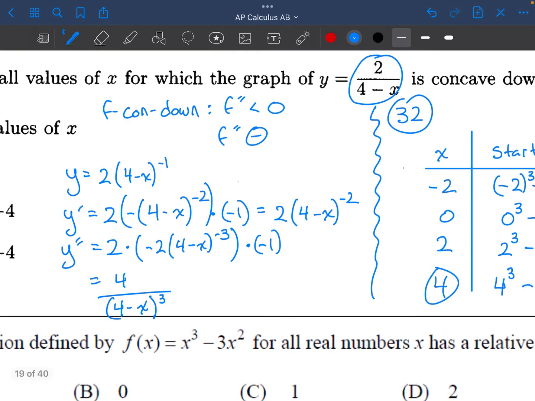So I'm going to say for f double prime, DNE happens whenever 4 minus x to the power of 3 is equal to 0. If I solve that, I cube root both sides to get 4 minus x is equal to 0. Add x to both sides to get 4 is equal to x.